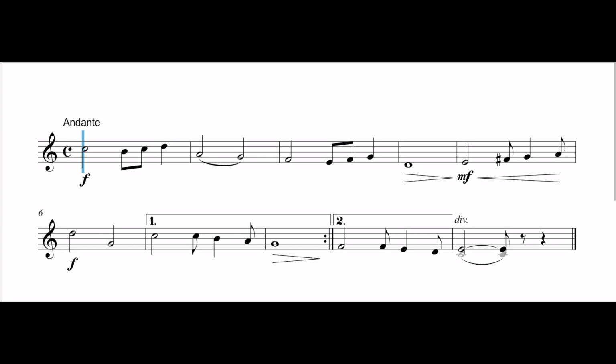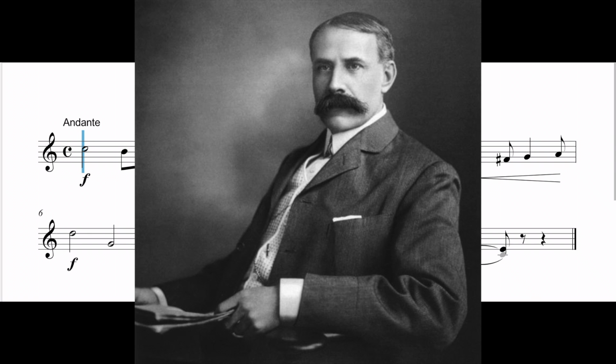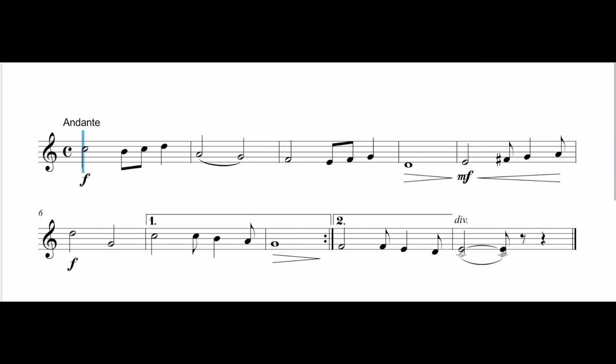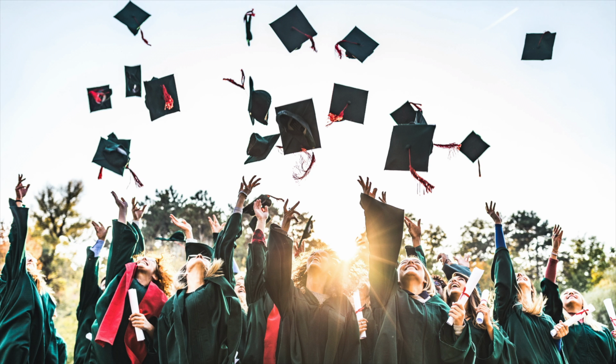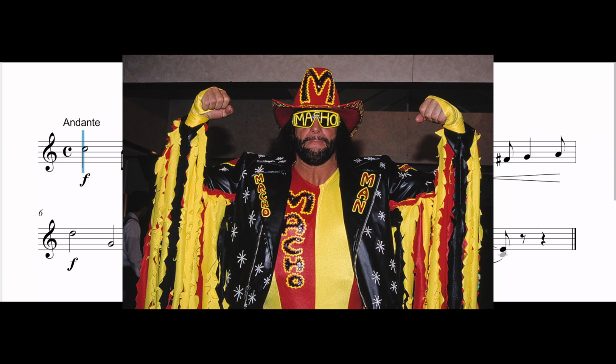Good morning or afternoon. Today we are looking at number 134, Pomp and Circumstance. This was written in 1901 by Edward Elgar. It is a very popular tune that's played at almost every graduation in the Western world, and it also was the theme song to the Macho Man Randy Savage.